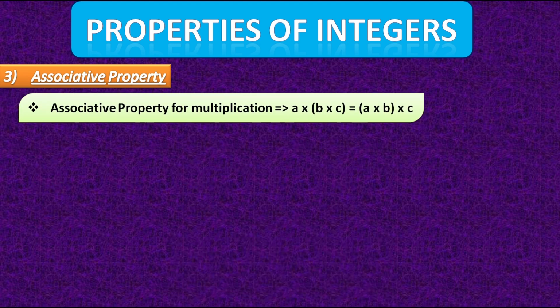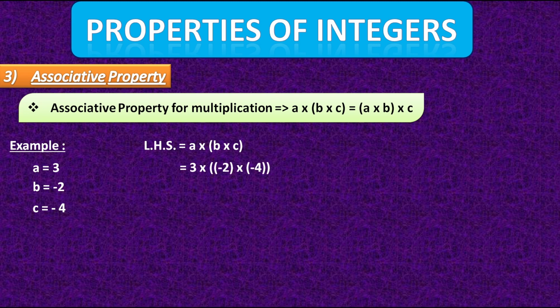Now associative property for multiplication says that a into b into c is equal to a into b into c. Same as the addition, just check it with the help of example. Here I am taking the value of A as 3, B as -2 and C as -4. Let's take LHS part, that is A into in the bracket B into C. So I'll put the values of A, B, C.